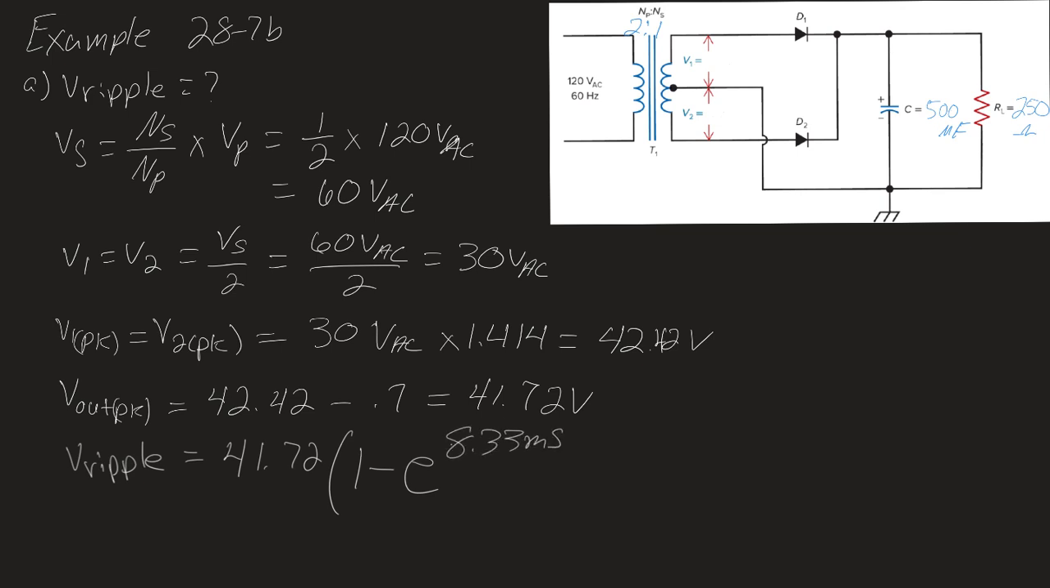And it's 8.3 milliseconds because this is a full wave rectifier. So the difference between the half wave rectifier and the full wave rectifier is that C is charged twice as often in the full wave rectifier. So that also means that C has less time to discharge in the full wave rectifier. So it's going to be approximately half, which is 8.33 milliseconds. So it's e to the negative 8.33 milliseconds divided by R, which is 250, and then our capacitance is 500 microfarads.